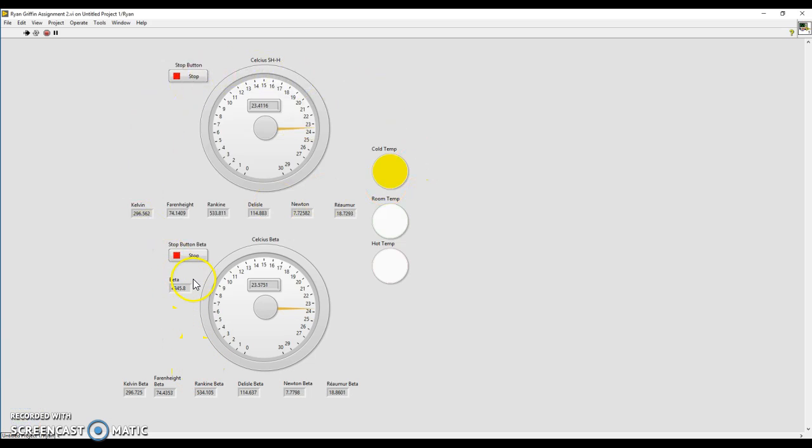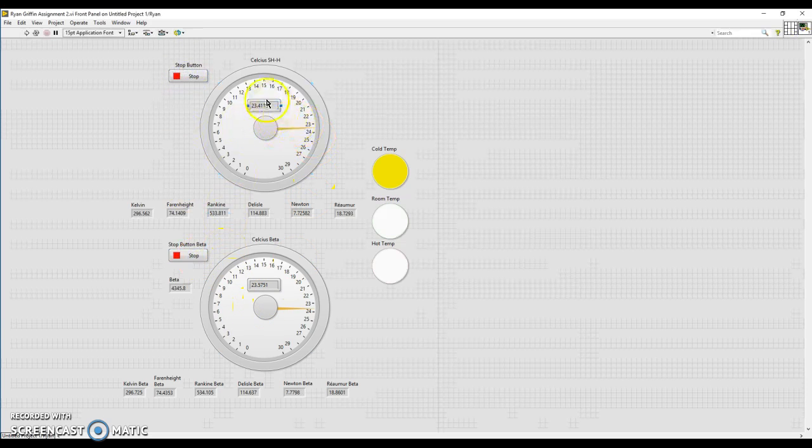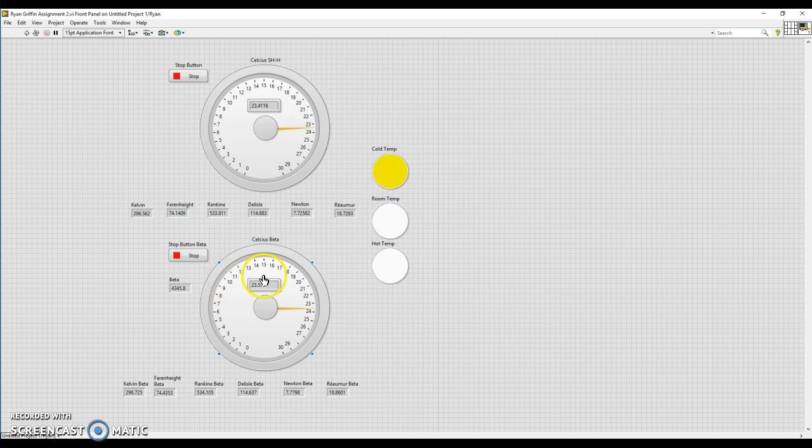That concludes the system, and it also shows that if you stop it, they are very similar in the temperature ranges. So yeah, that is my system.